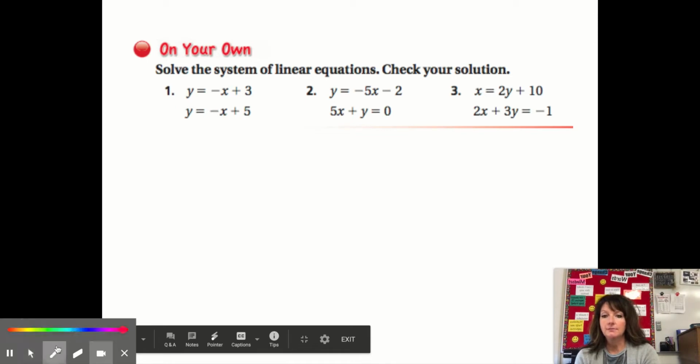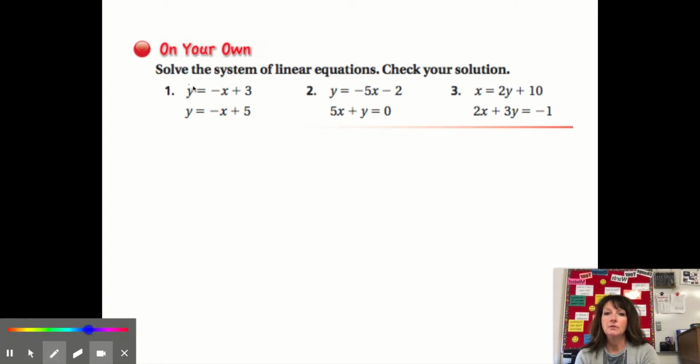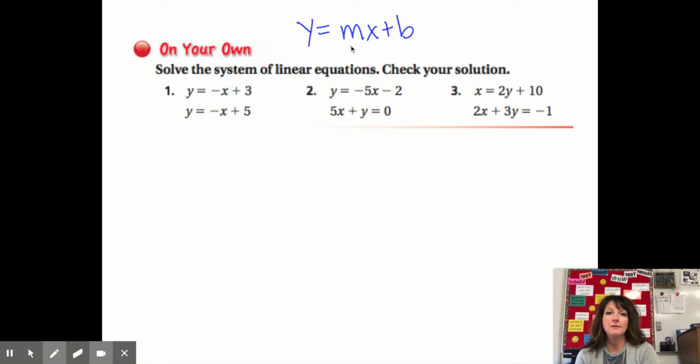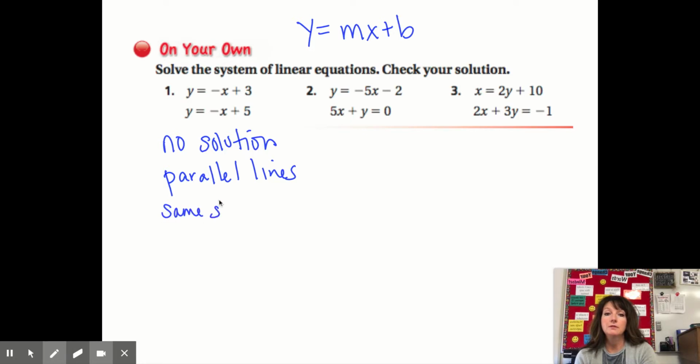Solving the system. So let's inspect them. They're in slope-intercept form, remember. Okay, so looking at the slope here, slope of -1, slope of -1. Do they have the same y-intercept? No. So in this case, we would say there is no solution. And the reason is parallel lines. Same slope. So through inspection, we were able to tell that.